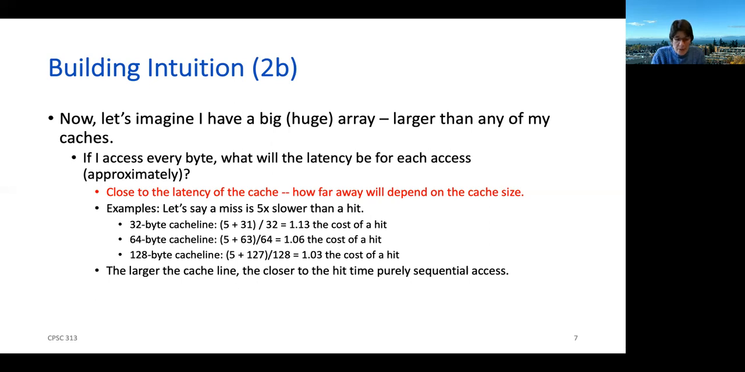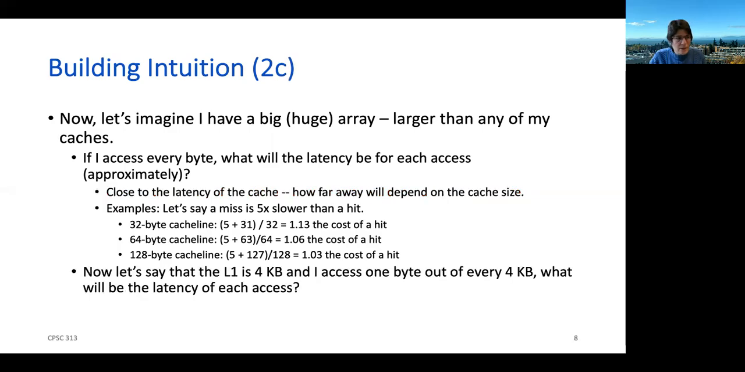So how far away you are from the pure cache performance is going to be a function of how big that cache line is. All right. So next, let's say that the L1 is 4 kilobytes. And instead of accessing every 1 byte or every 8th byte, I'm going to access 1 byte out of every 4 kilobytes. Now what's my average latency going to be?